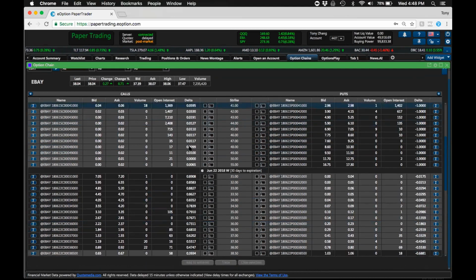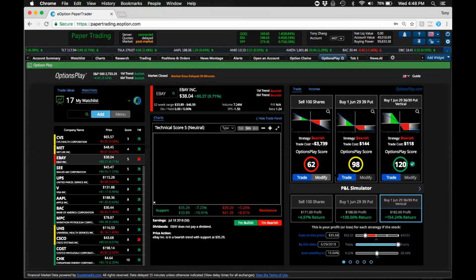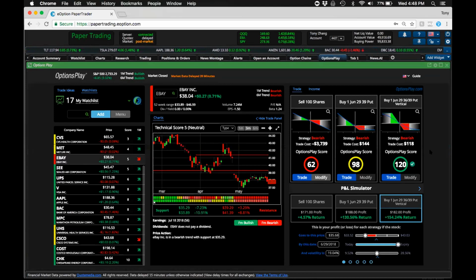So what we wanted to do is provide you those types of tools right here on OptionsPlay without having to pull up a chain. So you can click on I'm bearish for eBay and be presented with 3 bearish strategies. So you can either short the stock, you can buy a put, or you can buy a put vertical. And this is all designed to give you a starting point so that you don't have to first pick something in order to see some analytics.